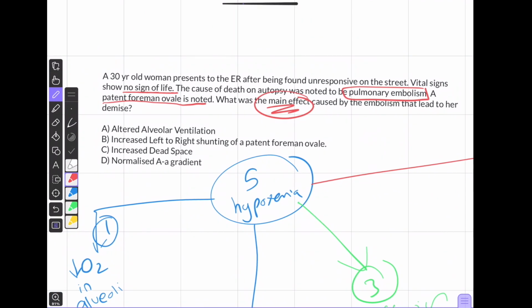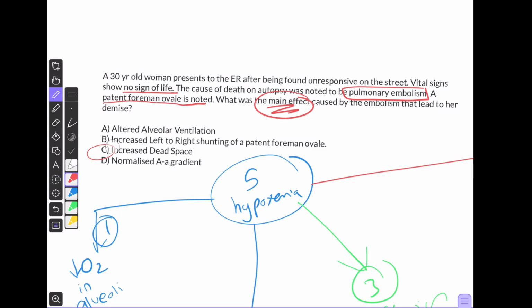So what is the answer right here? Is it altered alveolar ventilation? You could say that, but it's not the main issue. The main issue is increased dead space, because we've already discussed that what pulmonary embolus does is it affects Q, or it affects perfusion, and that's why you have a VQ mismatch, and that will eventually cause hypoxemia. And if you have decreased oxygen in your blood, you'll have decreased oxygen in your tissues, and eventually that will cause death. Let's go through the other options, though.